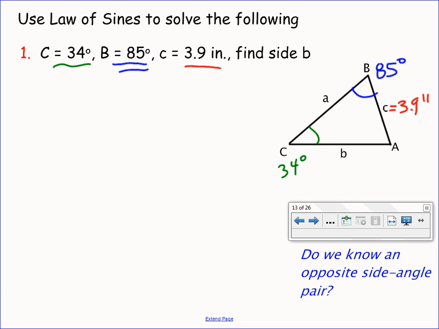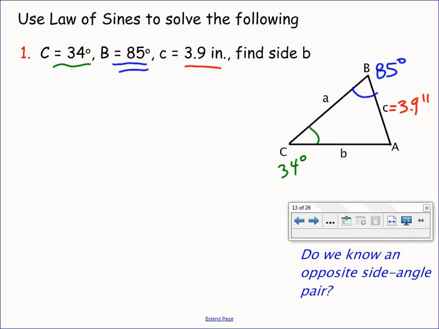Go ahead and survey your triangle. Do we know one opposite side angle pairing completely, that is both A's, both B's, or both C's? Joe? Yeah. Which do we know? C. We know both C's, right? We know angle C is 34 degrees, and we know side length C is 3.9 inches, so we have a complete opposite side angle pairing. We know both C's, so we can use law of sines.